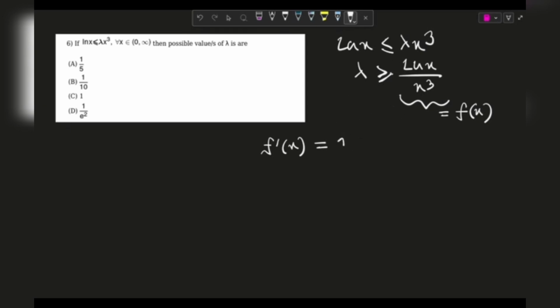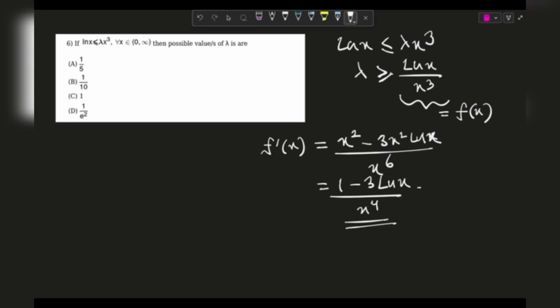So f'(x) is basically, x cube, and ln x will be differentiated, so x cube by x, that is x square, and this is minus 3x square ln x, whole divided by (x cube) whole square, x power 6. This came out to be (1 minus 3 ln x) by x power 4.